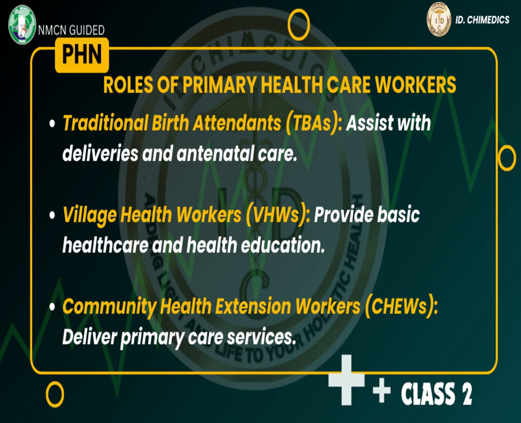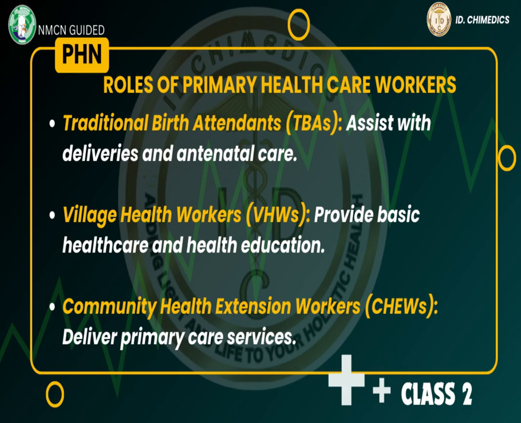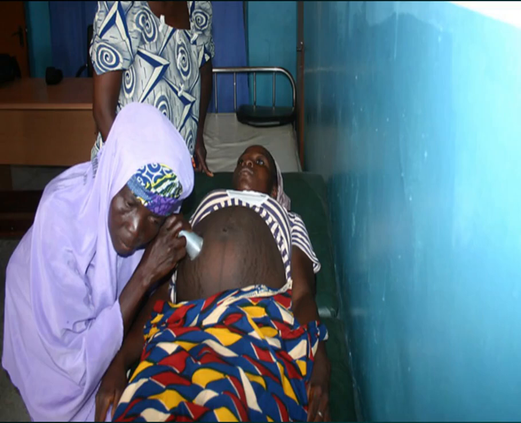So what are their basic challenges? The TBAs often lack what we call formal training, which can result in complications during childbirth. Take note that many are now actually receiving modern training to improve their maternal outcomes. And how do they collaborate with nurses? The TBA works with nurses closely to refer cases that require higher level care and to also promote safer deliveries. Take note of that.